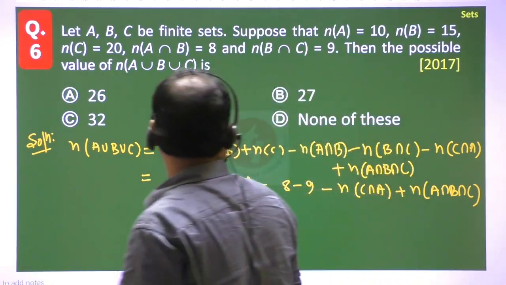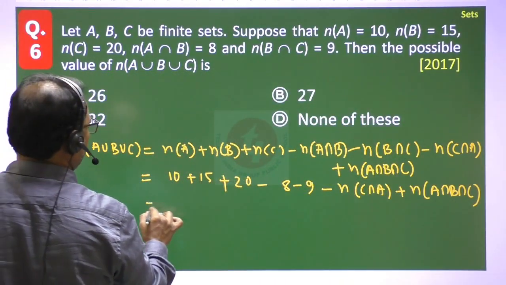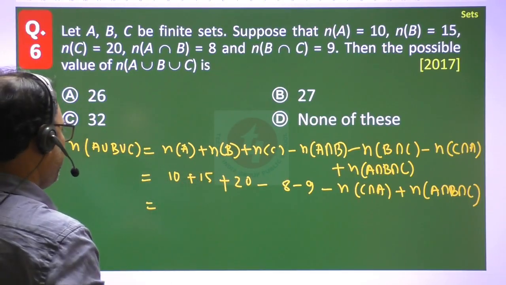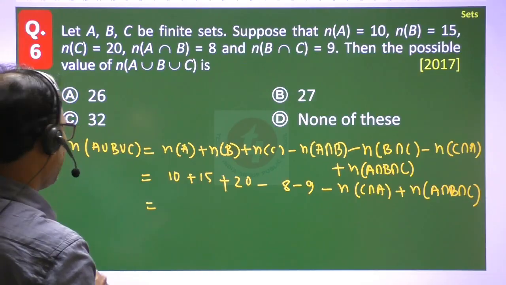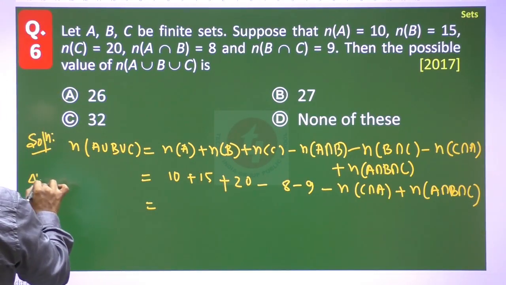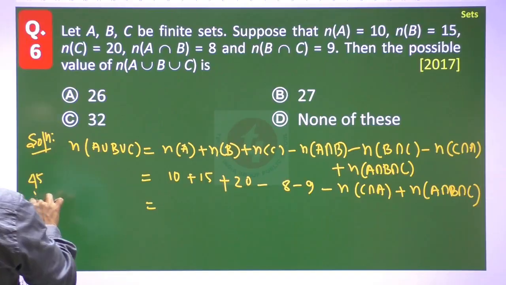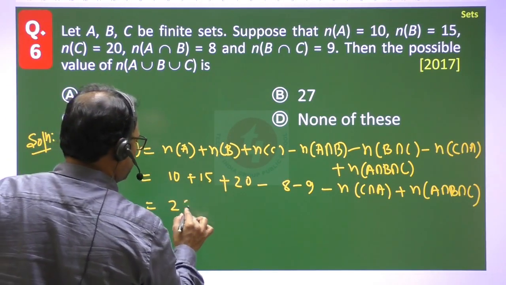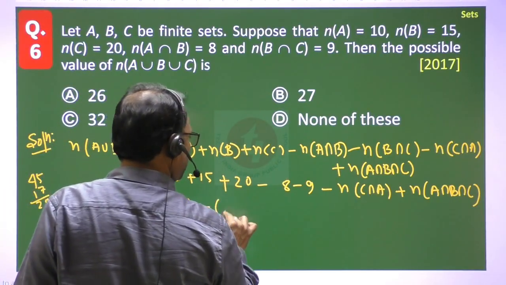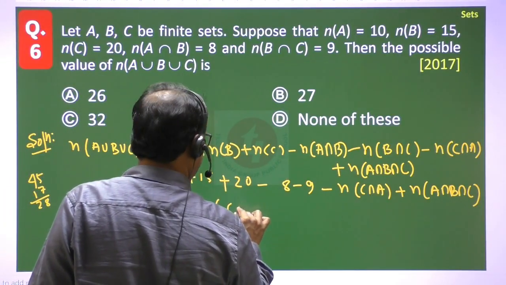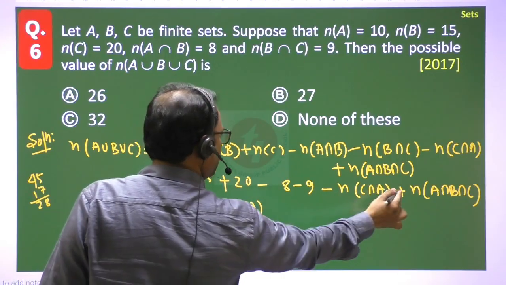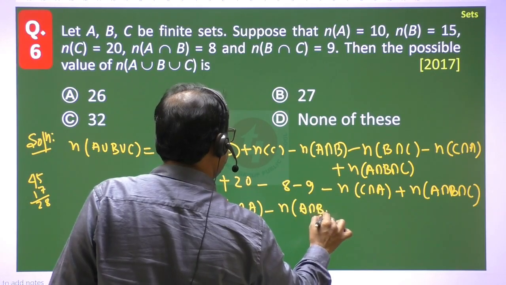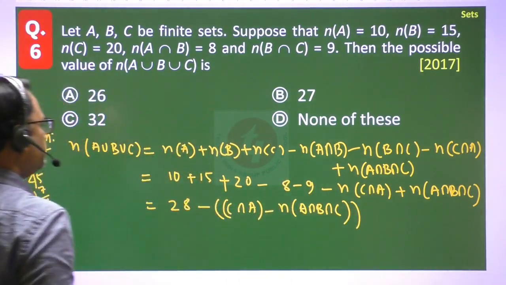Okay, now try to visualize first of all. Here what is the sum? 10 plus 15, 25, 25 plus 20, 45, and here you have 17. So now it is 28. 28 minus, if I take this one, n of C intersection A in a bracket, then this plus sign will become the minus sign, n of A intersection B intersection C. Okay, this one.